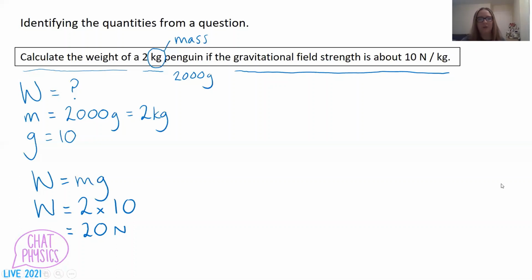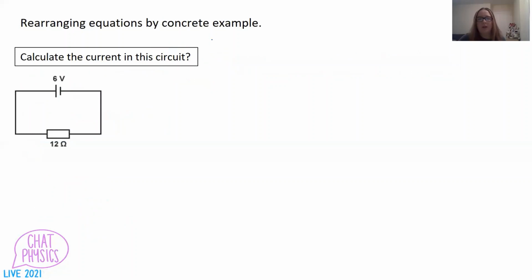Now, next I'd like to talk about rearranging equations, and this is by concrete example. In other words, something that students are really familiar with, an equation that they understand to be true, that they can use to represent one that they are less confident or familiar with. So this question says, calculate the current in this circuit.